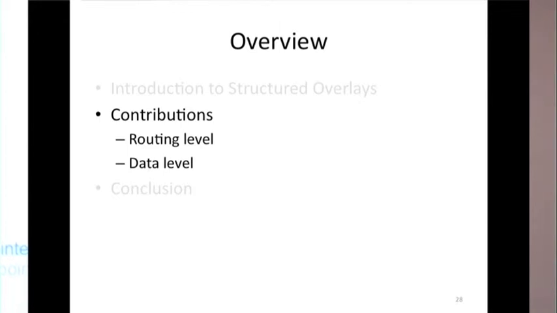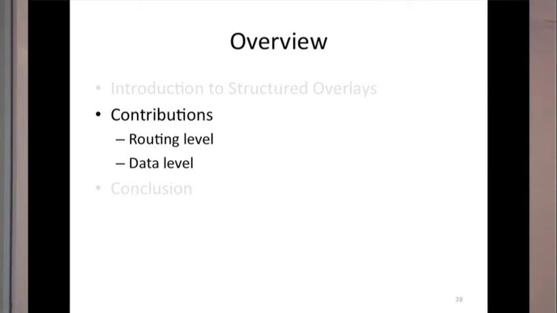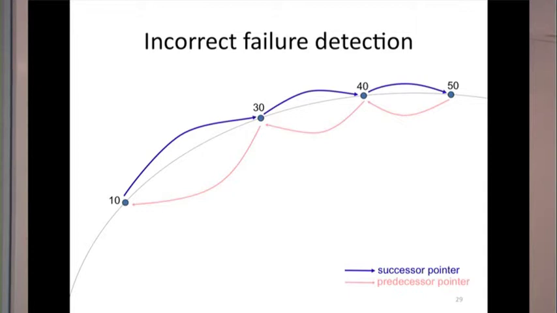So now we start moving from the routing level to the data level. What I'm going to talk about is problems that can happen on the routing level that can affect the data level indirectly. We are in the context of asynchronous networks. We know that in an asynchronous network, it's impossible to perfectly detect failures, so you will always have incorrect failure detections.